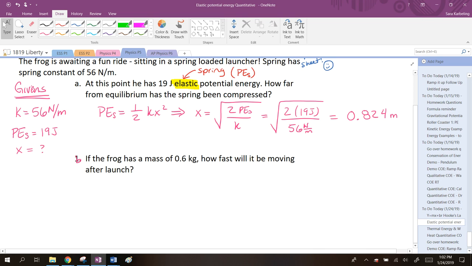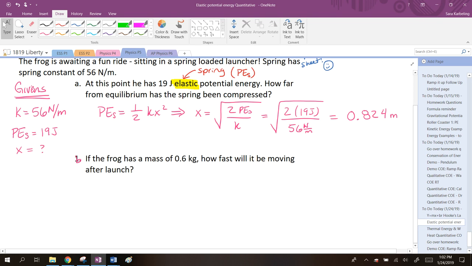This is where the meat of this problem is. I mentioned to you that you're going to have a quiz in 2 class periods, so not next time, but the time after, whenever that happens to be. This is the kind of problem that will absolutely appear on that quiz, so I want to make sure that you understand it. It says if the frog has a mass of 0.6 kilograms, how fast is he going to be moving after the launch?